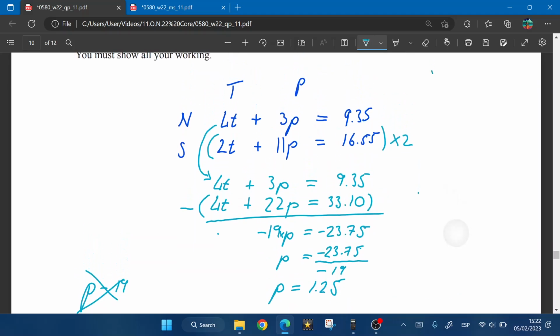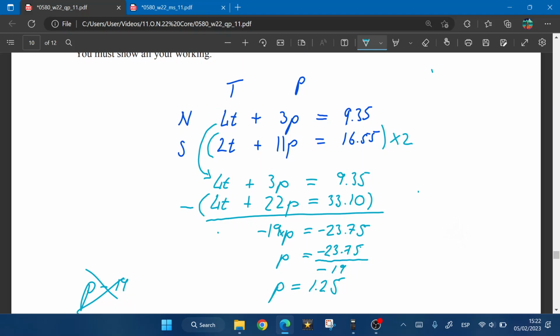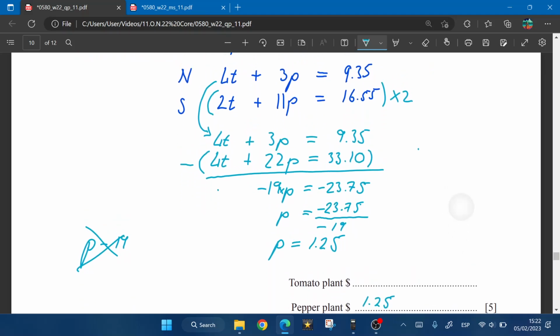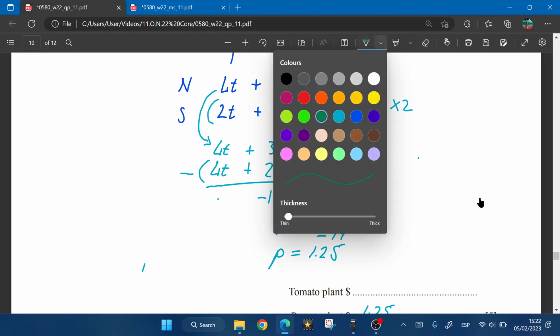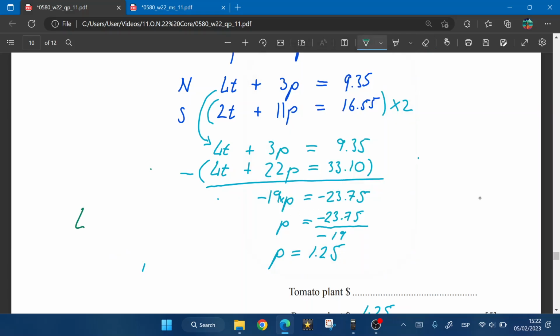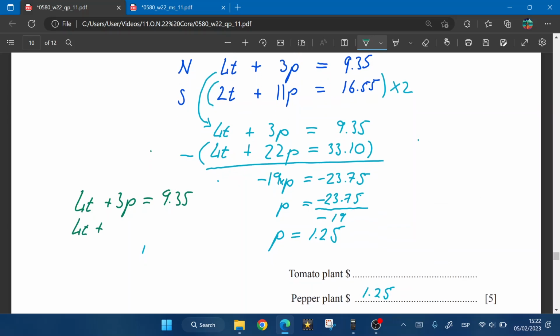Alright, so now we need to go on to finding the price of a tomato plant. To do that, we can put the value of p into one of the equations above. Let's just take the first one, which is 4t. I thought I changed the color here. Make some space. Change it to green. Alright, so the first equation, 4t plus 3p equals 9.35. Now, we know that p equals 1.25, so we substitute the p for $1.25.